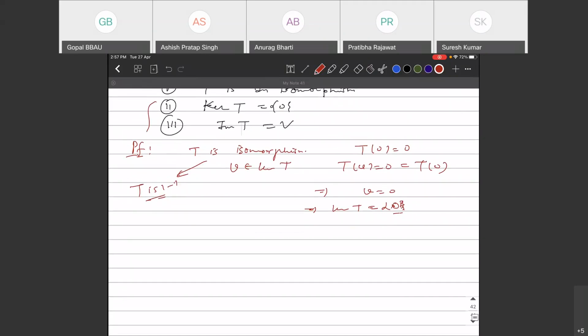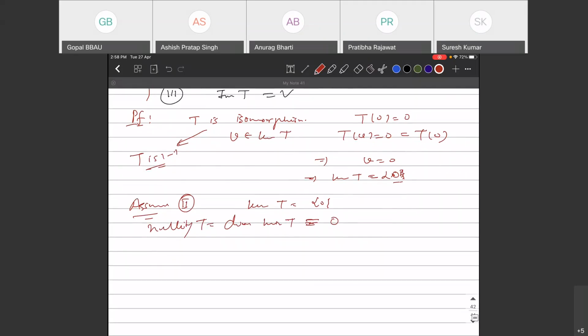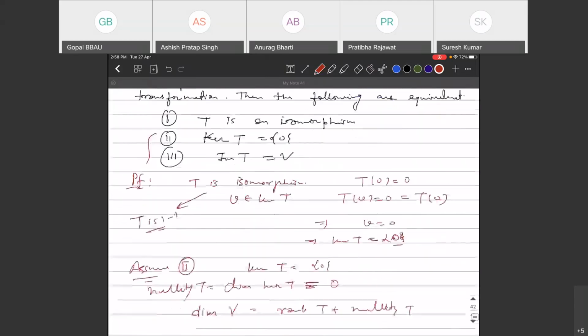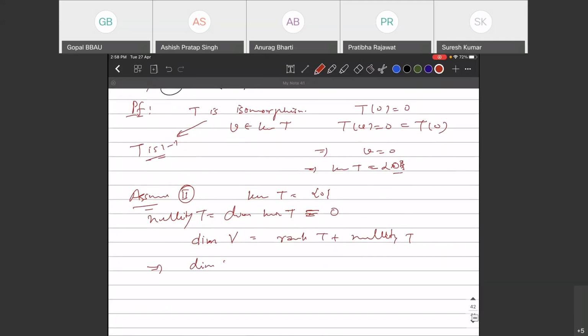Second thing, assume 2 and we will prove the third. Assume 2. So here kernel T equals 0. This means the dimension of kernel T, that is nullity of T, is 0. You have proven yesterday that for this T, dimension of V equals rank of T plus nullity of T. So this implies dimension of V is the same as rank of T, meaning dimension of image of T.